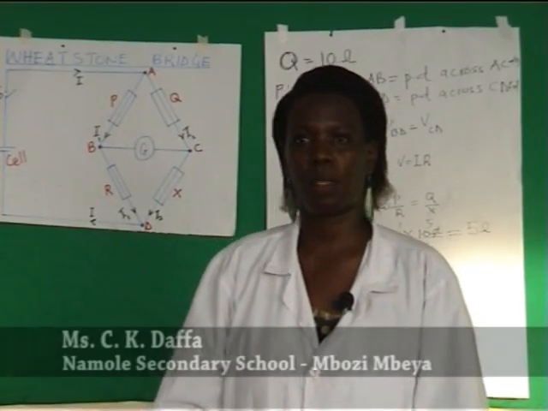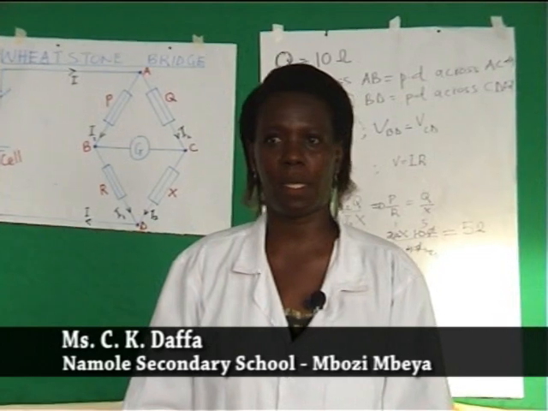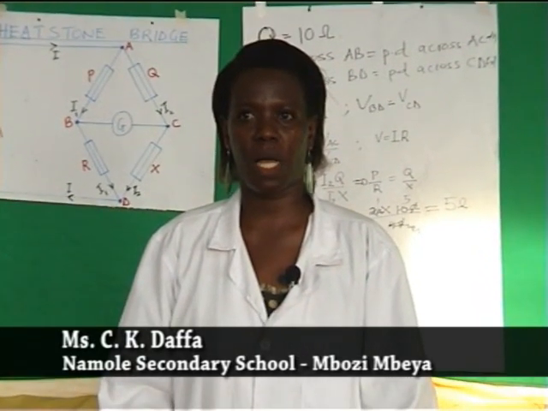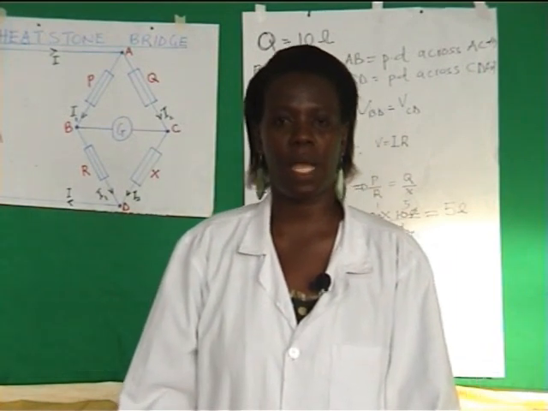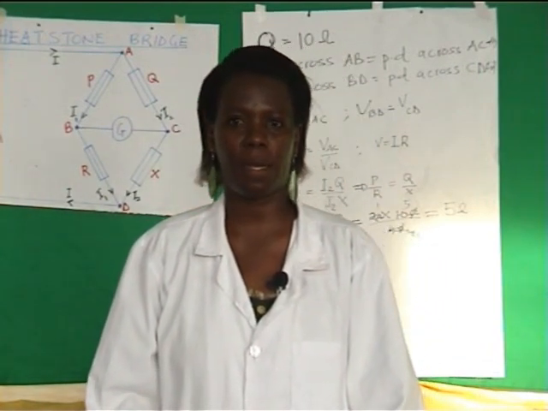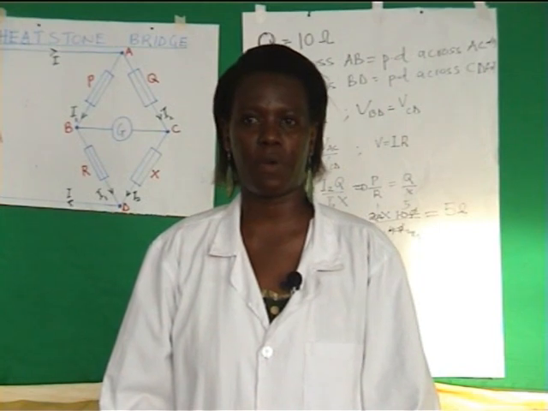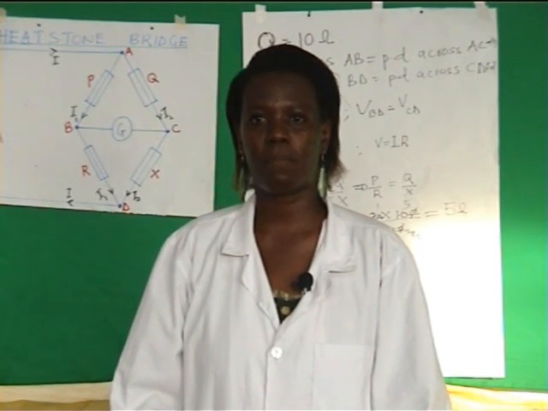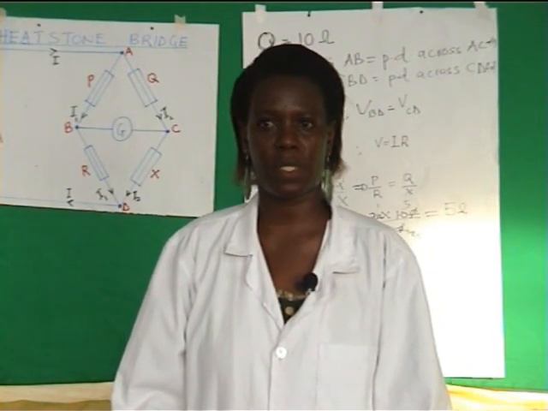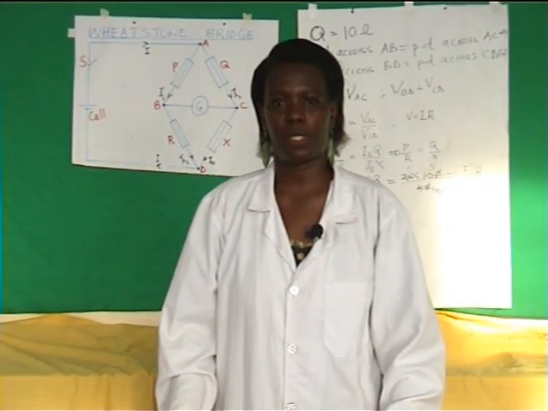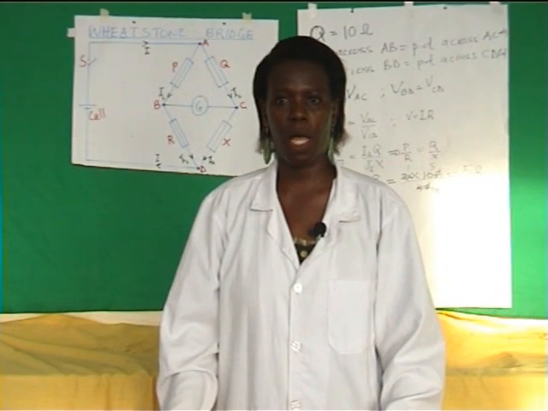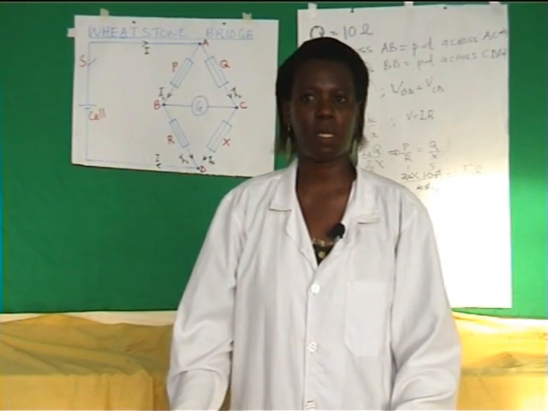Conclusion. The arm AB and arm BD are known as the ratio arms of the bridge. The Wheatstone bridge provides an accurate method of determining the resistance of an unknown resistor, since at balancing, no current flows in the galvanometer. From the knowledge of the Wheatstone bridge, can you describe how a meter bridge is used as a modified Wheatstone bridge?